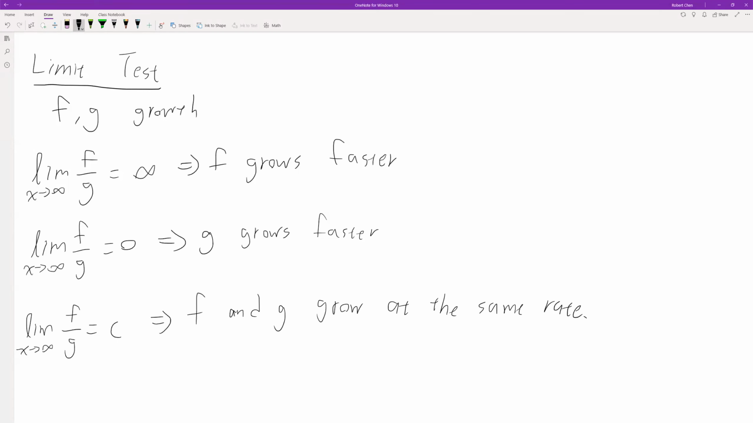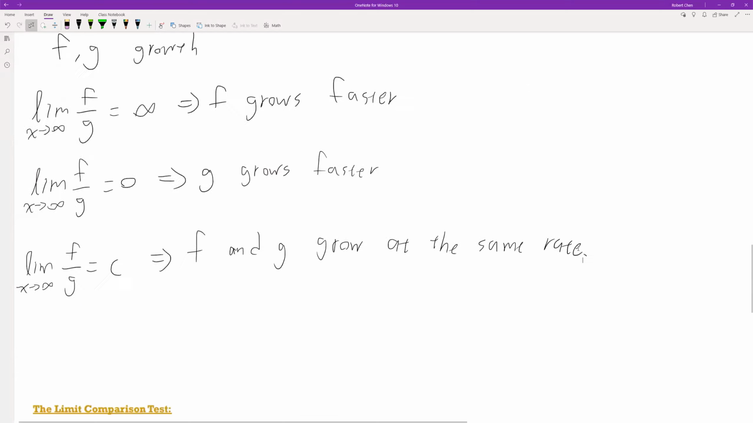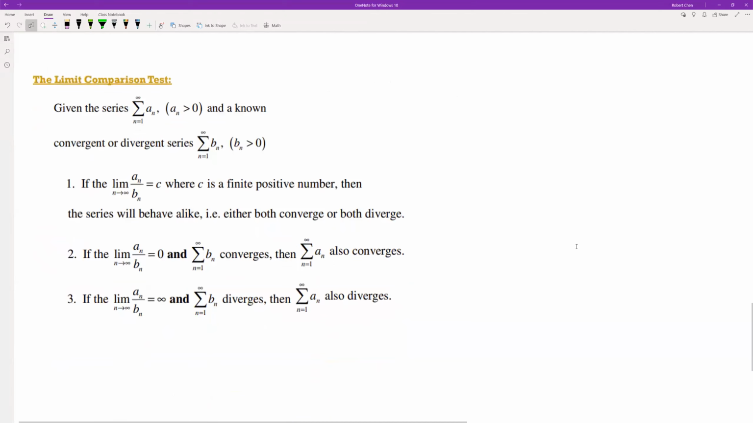Okay, and the next comparison test is basically the limit test, right? Instead of functions, we are looking at series. Okay, so let's take a look. All right, so the limit comparison test, given some series, the infinite sum of an, and the known convergent or divergent series of bn, right? So notice that bn, we know that it's converging or diverging already. So most of the time, this will be like a p-series or a geometric series, something we know a lot about.